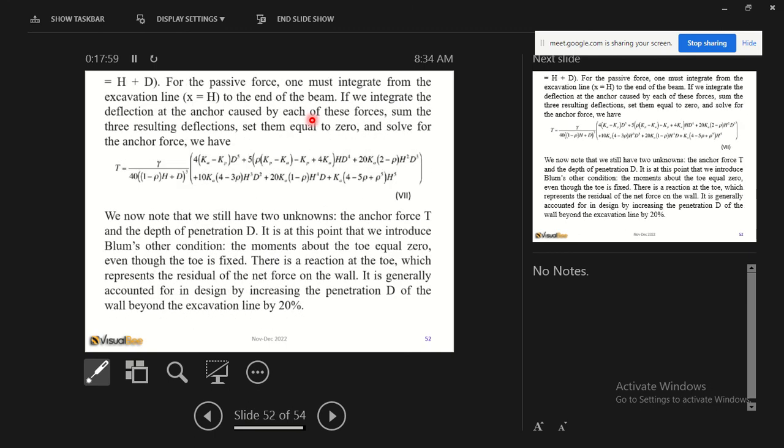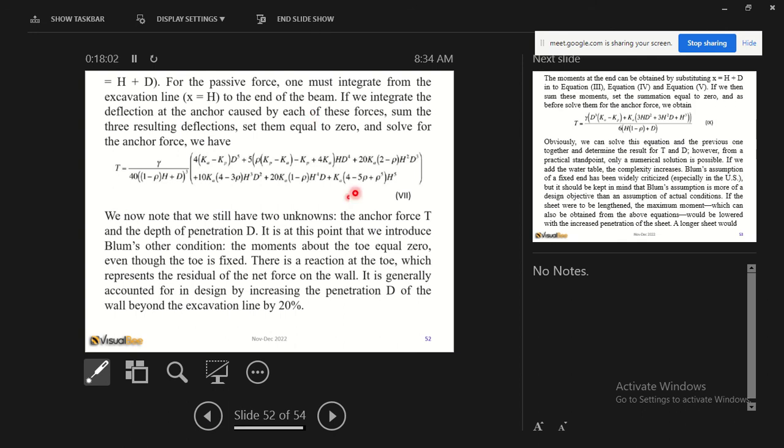And of course, in doing that, we use virtual work. So this is the equation that can be used to calculate the anchor force. This is what Blum said. We now note that we still have two unknowns, the anchor force T and the depth of penetration D.